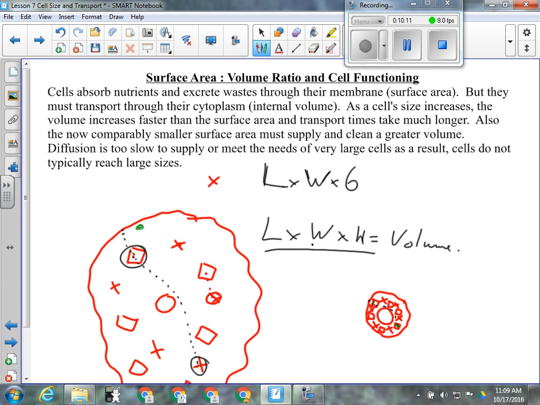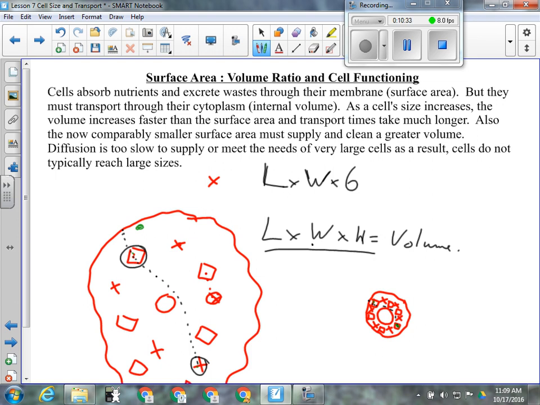Okay, so length times width gets me the area of 1 square, and then I multiply that by 6, and I've got the area of the whole cube. Everybody with me there? So there's really only 2 dimensions to that, length and width. If I want to calculate the volume of the cube, I go length times width times height. Okay, that's 3 dimensions as opposed to the 2 here. I know there's a third number here, but it's not part of this.